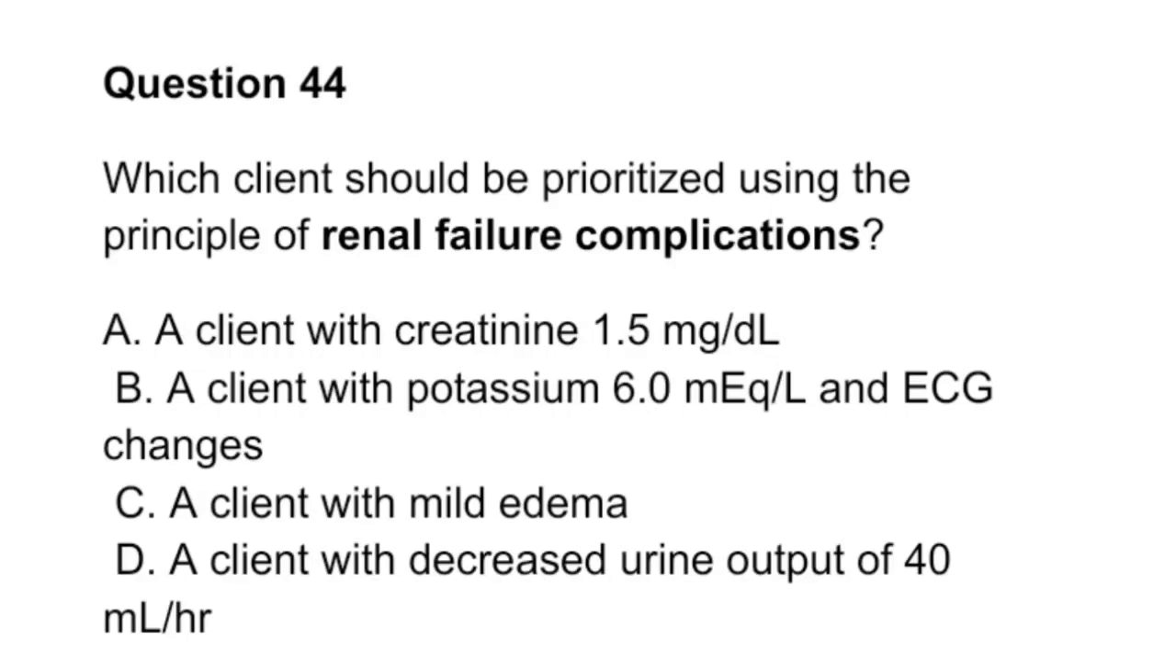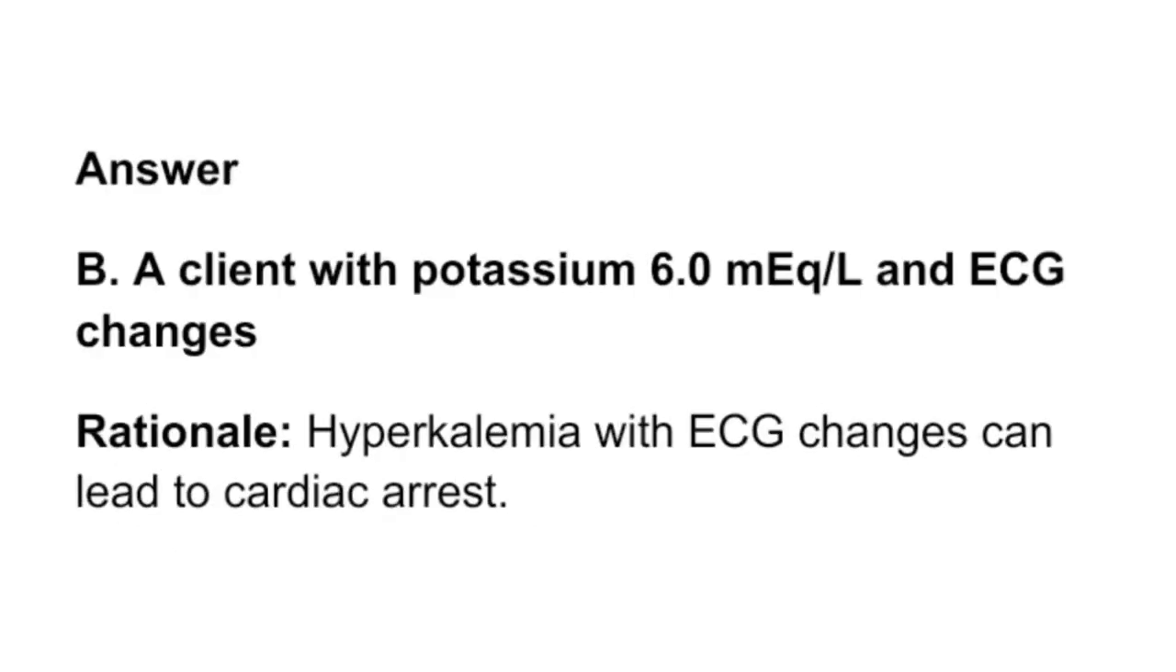Question 44. Which client should be prioritized using the principle of renal failure complications? A, a client with creatinine 1.5 milligrams per deciliter. B, a client with potassium 6.0 milliequivalents per liter and ECG changes. C, a client with mild edema. D, a client with decreased urine output of 40 milliliters per hour. Answer: B, a client with potassium 6.0 milliequivalents per liter and ECG changes. Rationale: hyperkalemia with ECG changes can lead to cardiac arrest.